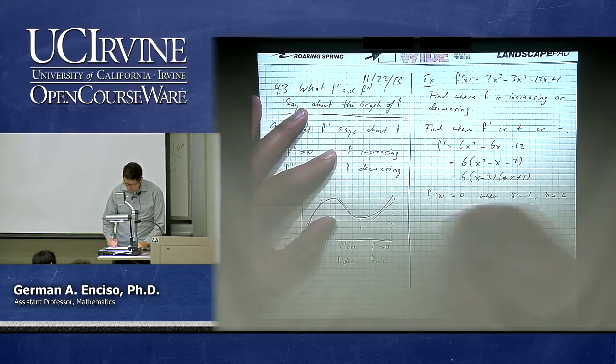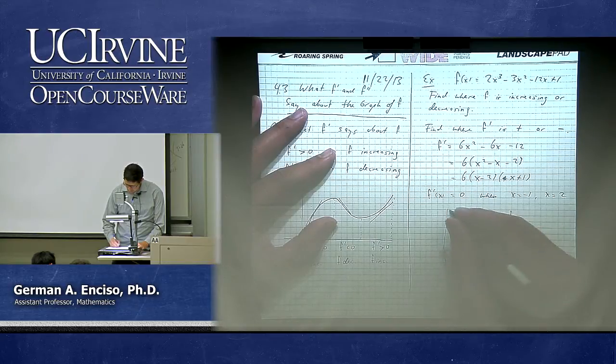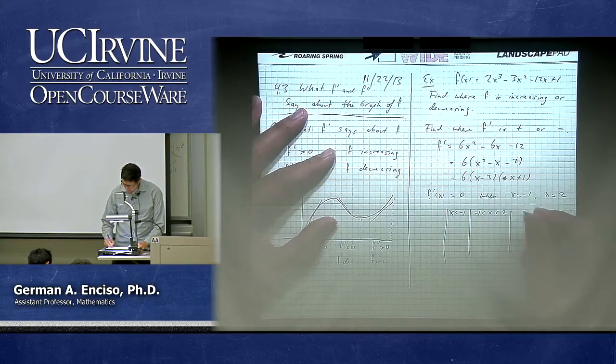So what we're going to do is break down the real line into a bunch of intervals. One interval is x less than minus 1. Okay? Then another one is the interval between minus 1 and 2. And the other one is where x is bigger than 2.